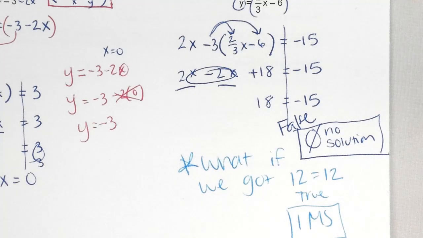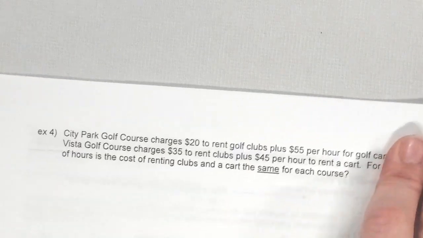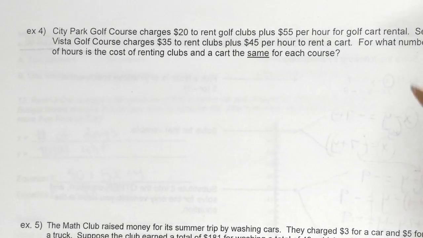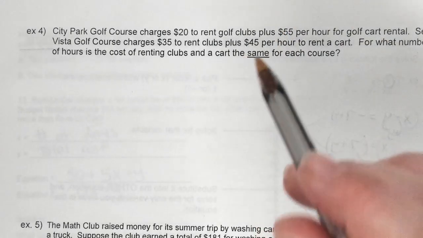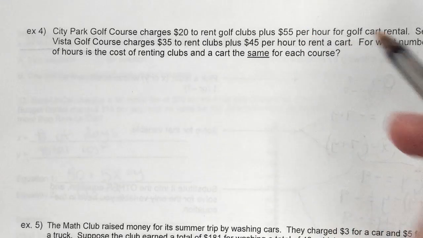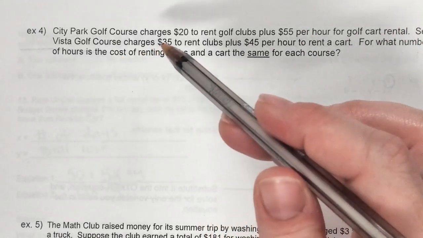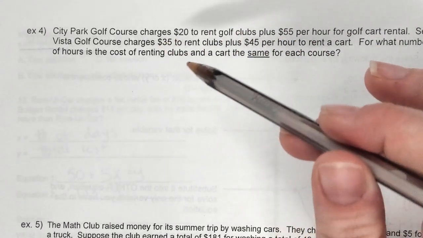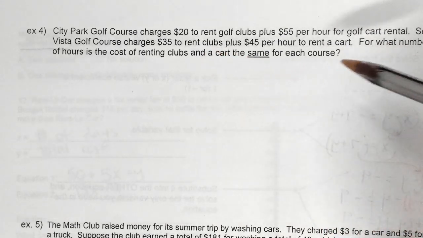Okay, flip to the back. So we have 2 word problems. Okay, so always read them all the way through first. So it says City Park Golf Course charges $20 to rent golf clubs plus $55 per hour for golf cart rental. Sea Vista Golf Course charges $35 to rent clubs plus $45 per hour to rent a cart. What number of hours is the cost of renting clubs and a cart the same for each course?